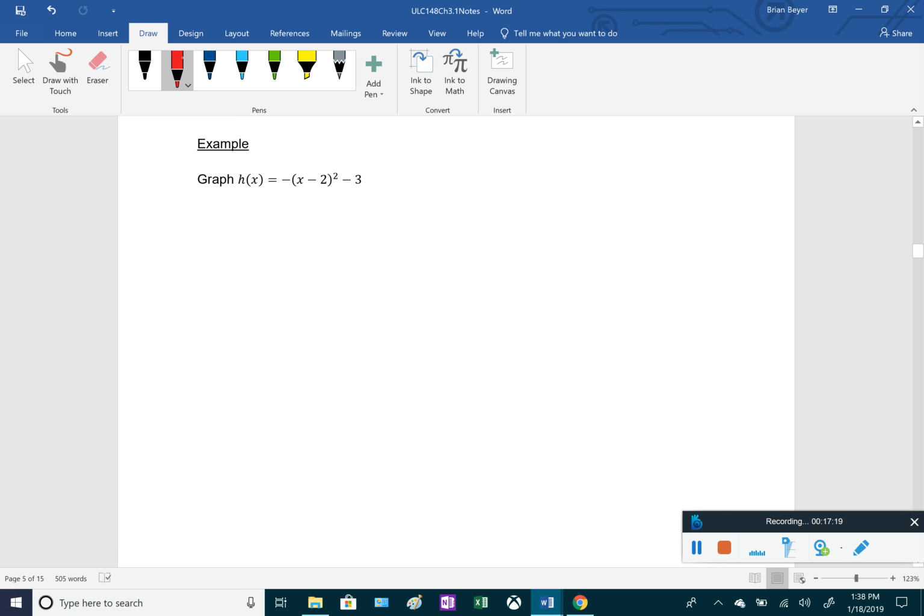Okay, let's do one more for standard form. So we have h of x equals negative x minus 2 squared minus 3. So once again, let's do the same steps. So opens up or down. Hopefully it's starting to get a little bit repetitive. So our a here is negative 1. Our a is negative, so it opens down.